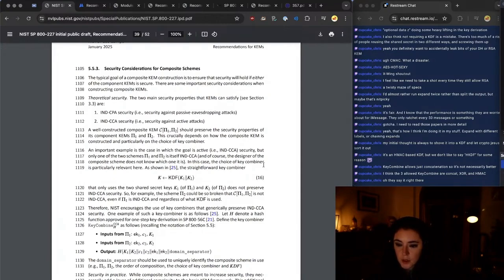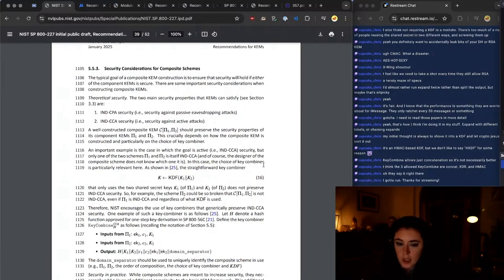In the case in which the goal is active CCA security, but only one of the two schemes itself is IND-CCA.